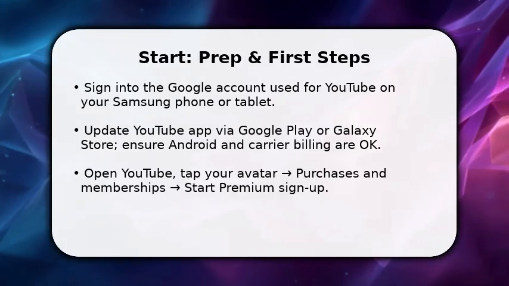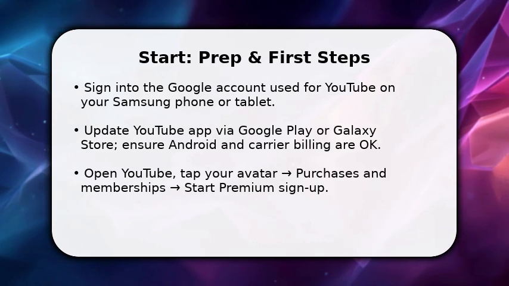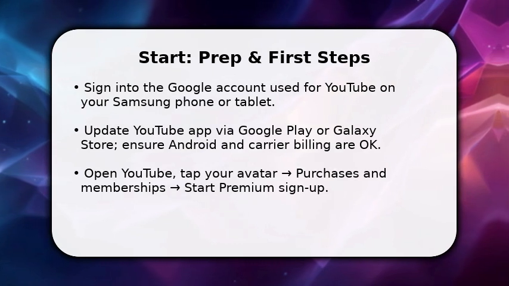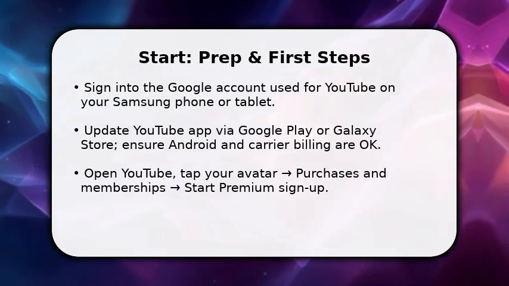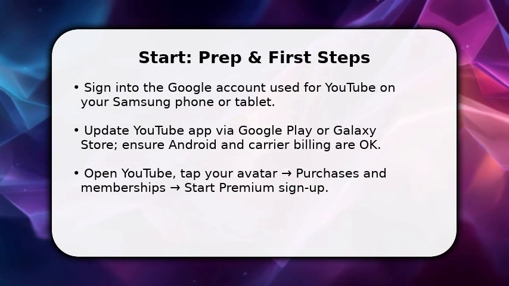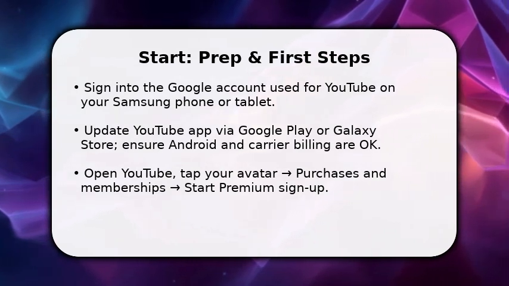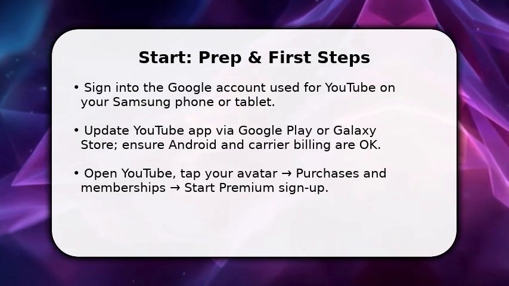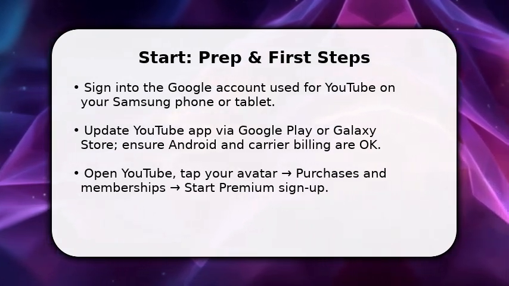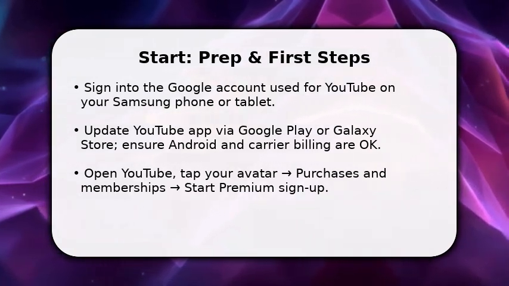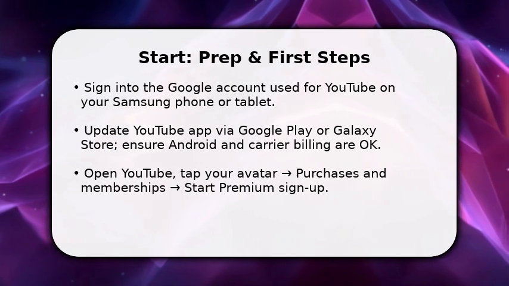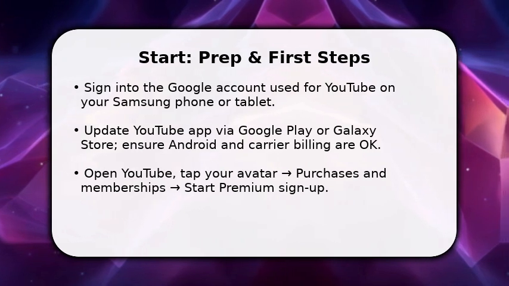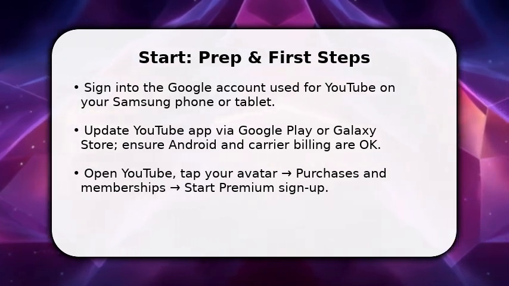You start by confirming accounts and updates because they prevent billing and playback problems. Sign into the Google account you'll use, then update the YouTube app from Google Play or Galaxy Store to get the latest premium options. Once done, open YouTube, tap your avatar, and choose purchases and memberships to begin the premium sign-up flow. Make sure your device accepts your chosen payment method. This avoids interruptions when the subscription is charged and enables immediate ad-free playback and downloads.